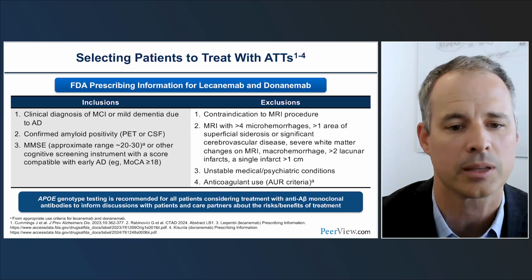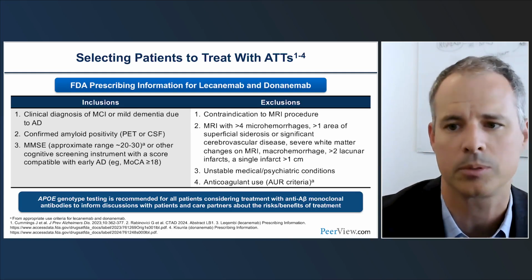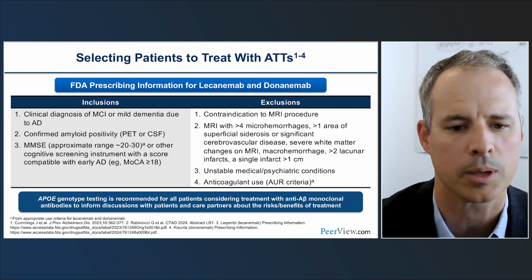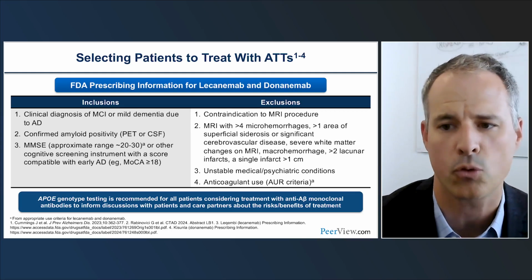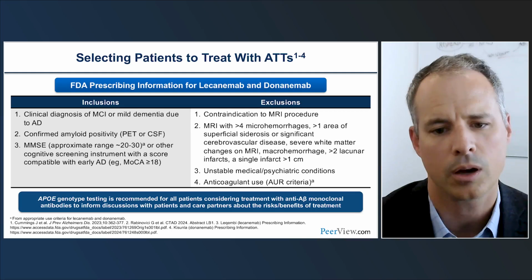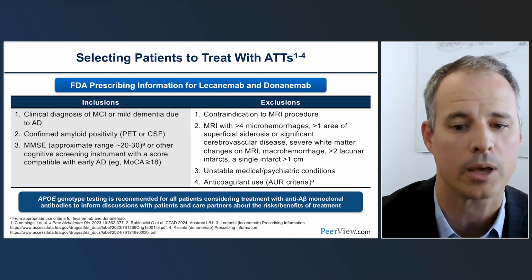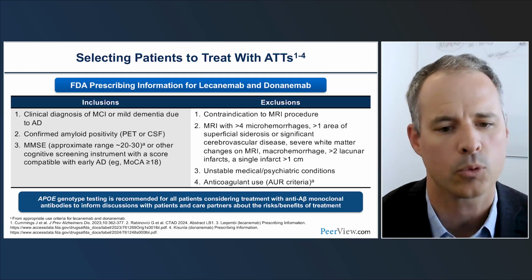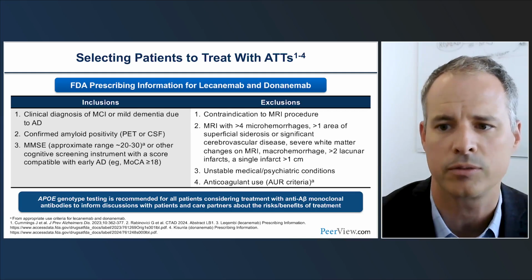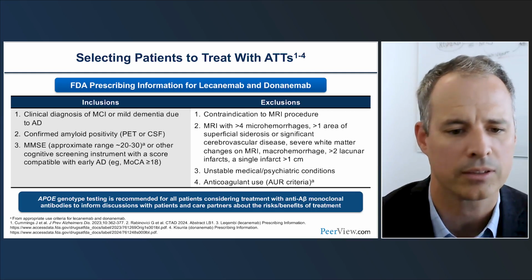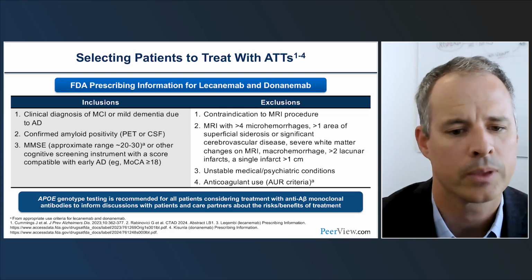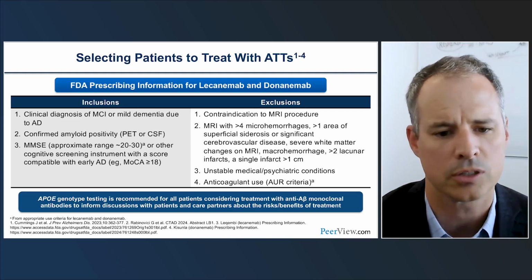Important exclusion criteria that need to be considered is contraindication for an MRI. Patients have to be able to get an MRI from a safety perspective. So patients with pacemakers or claustrophobia or other reasons may be excluded. Patients have to have less than 4 microhemorrhages on their MRI. And things like an area of superficial siderosis or significant cerebral vascular disease, severe white matter changes on MRI, which is somewhat subjective, more than 2 lacunar infarcts, or a single infarct larger than a centimeter. So evidence of active or pretty severe vascular disease or cerebral amyloid angiopathy, which portends a bad risk for ARIA. Also, people with unstable medical and psychiatric conditions.